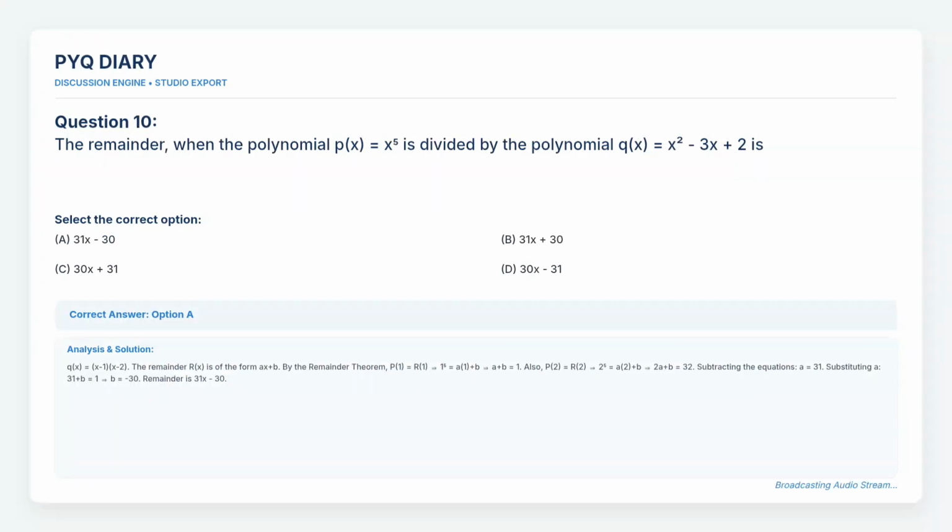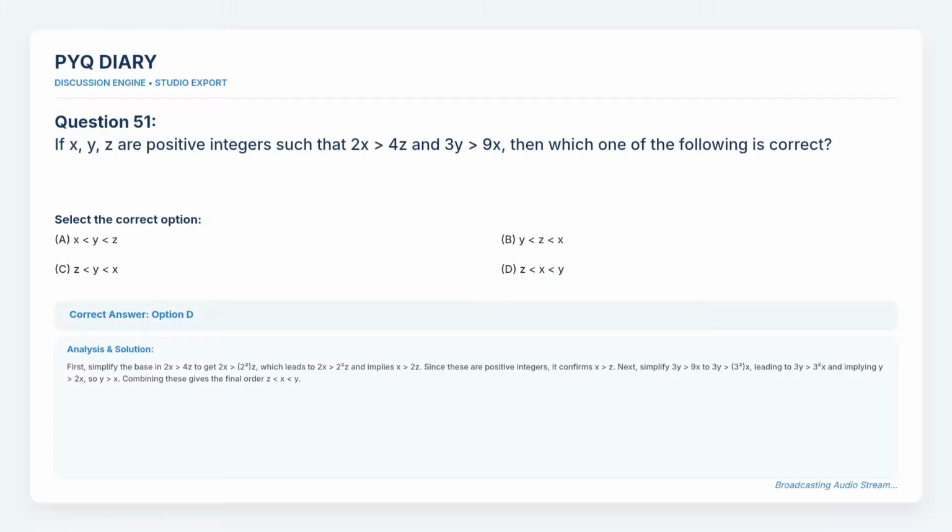Question 10. The remainder when the polynomial p of x equal to x raised to 5 is divided by the polynomial q of x equal to x squared minus 3x plus 2 is? The choices are A. 31x minus 30, B. 31x plus 30, C. 30x plus 31, and D. 30x minus 31. The correct answer is option A, 31x minus 30.